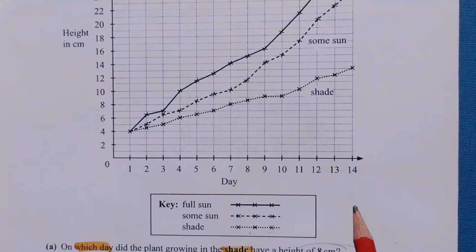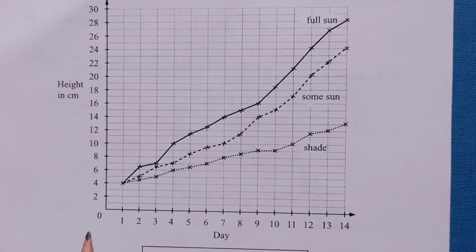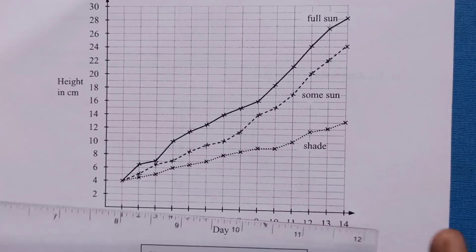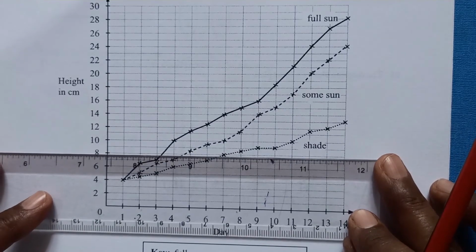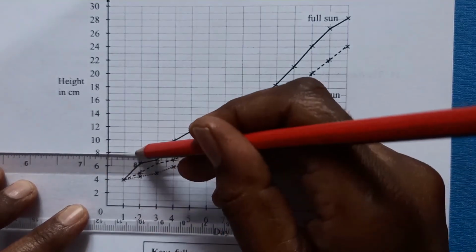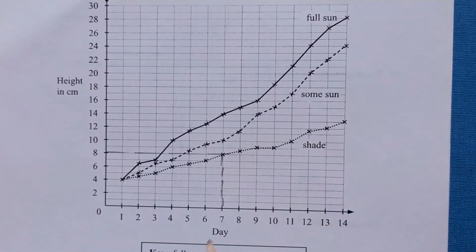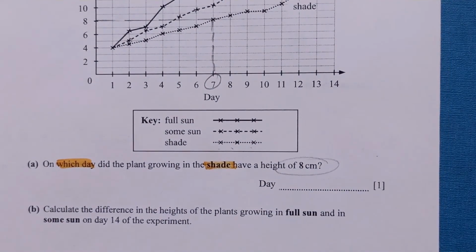So 8 centimeter is, so here is the height in centimeters. So for the 8, so this is our 8 here. So if you move along here, this one, so going down, so it is 7th day. So our answer will be 7th day. Day 7. So we will write down here day 7.